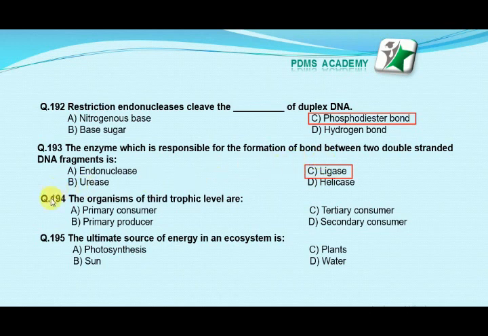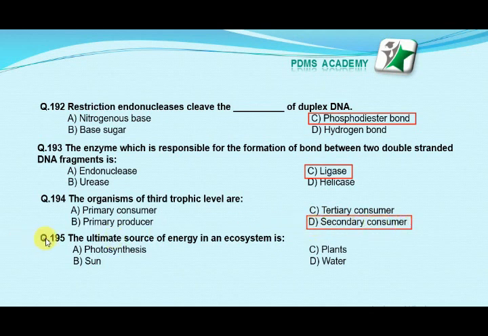Our next MCQ is: the organisms of the third trophic level are option A, primary consumer, option B, primary producer, option C, tertiary consumer, option D, secondary consumer. Our correct answer is D, secondary consumer. At first come primary producers, then primary consumers, then secondary consumers, and after that come tertiary consumers. So at the third trophic level, secondary consumers are present.